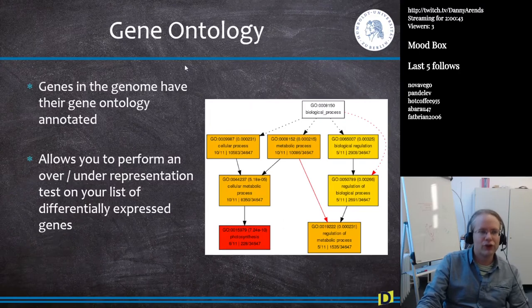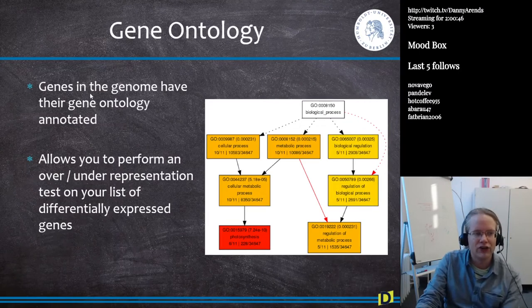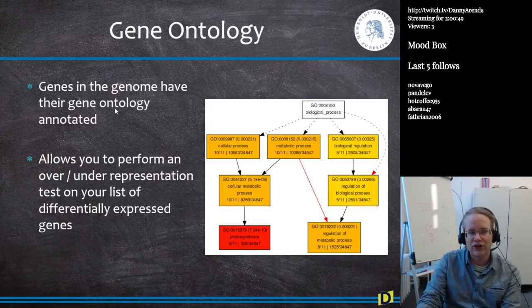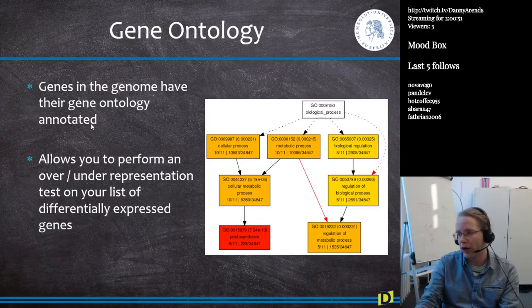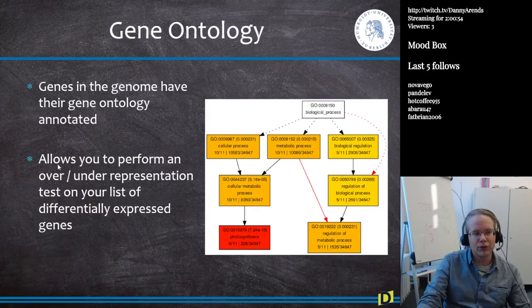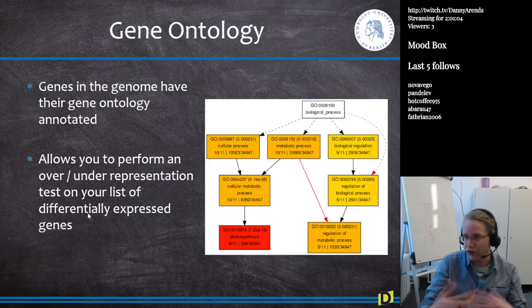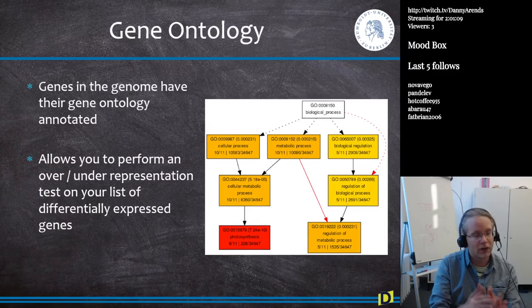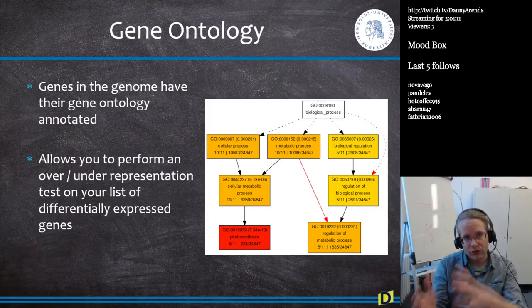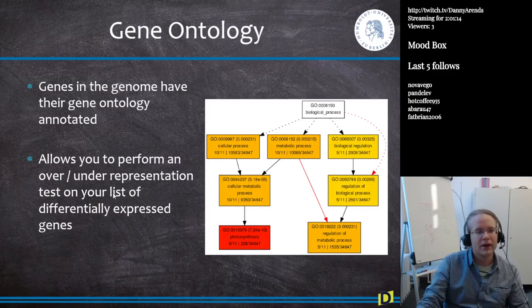So when you do a gene ontology analysis, you take the genes, and every gene in the genome has its ontology annotated, more or less. Then you do an over- or under-representation test on your list of differentially expressed genes. So imagine that I have a list of genes that came up in my analysis, and they are the genes which are different between, for example, treated versus untreated cells. Then how does the result of a gene ontology over-representation analysis look? Well, it looks like this.